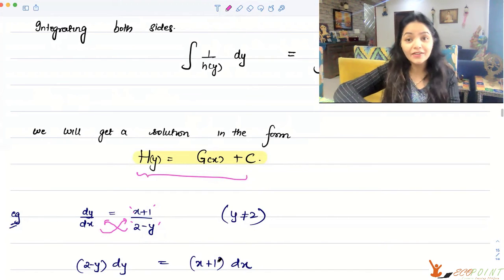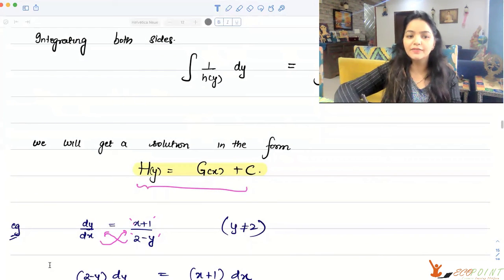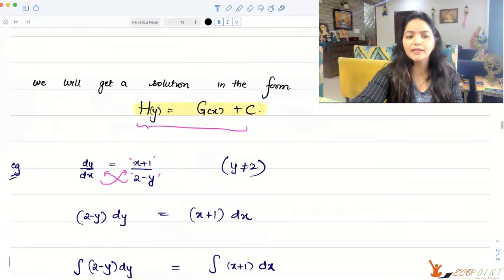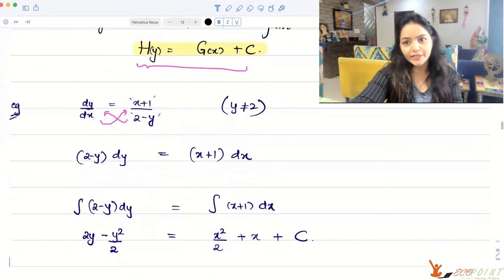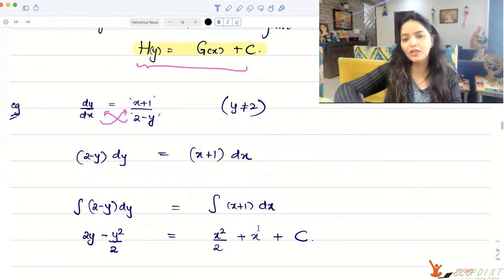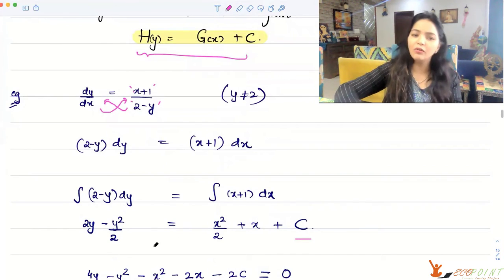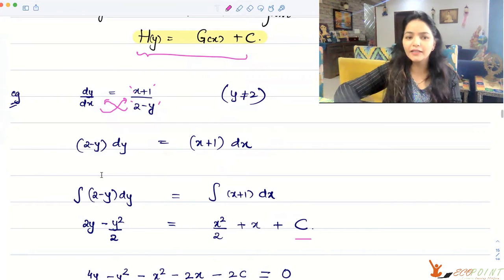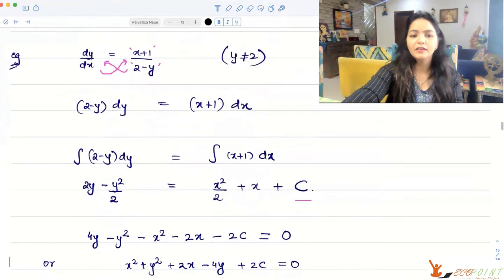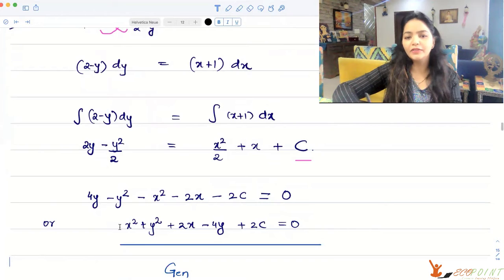And now I'll integrate on both the sides as required. Very easy to integrate on both the sides. (2 minus y) dy, when you integrate, you will get 2y minus y squared by 2, and for (x plus 1), x squared by 2 plus x. And of course, you have a constant c also. We generally take it on this side. Now take the LCM and get everything together.